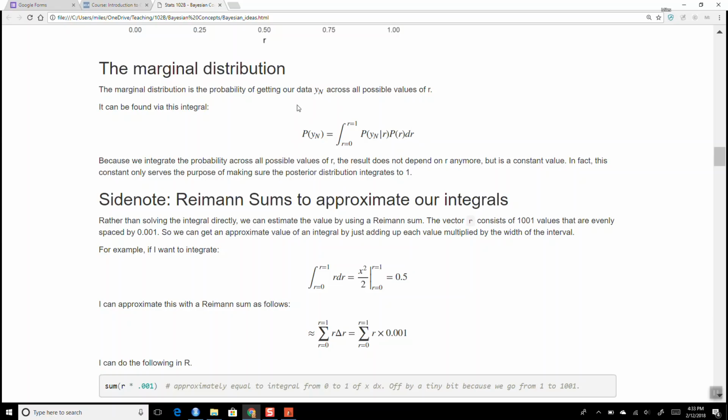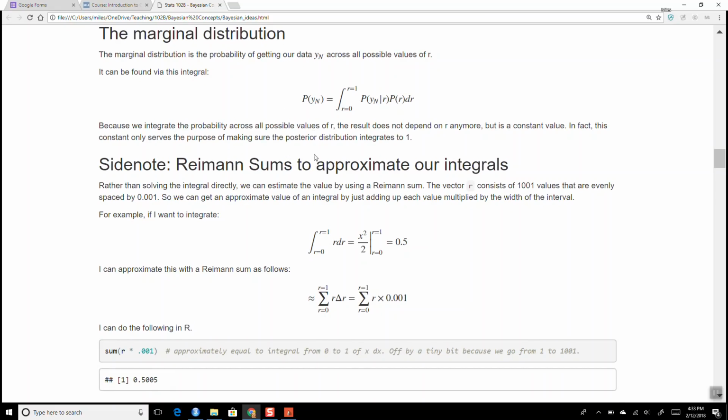And so again, the nice thing about this is that this is going to be just a constant with respect to r, and we can get an approximation of this by performing Riemann sums. Okay, so a Riemann sum is basically just grid estimation, right? Instead of doing the actual integral, we're just going to calculate the function and then add those up times the width of our interval, right?